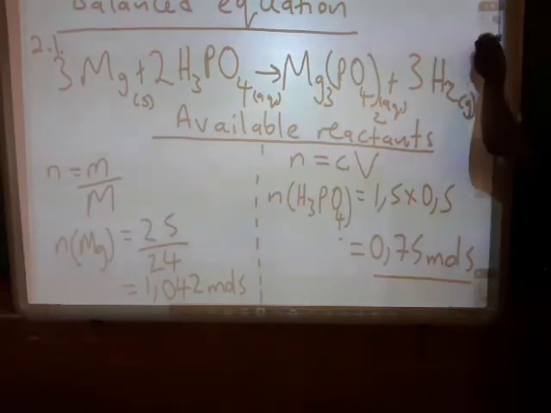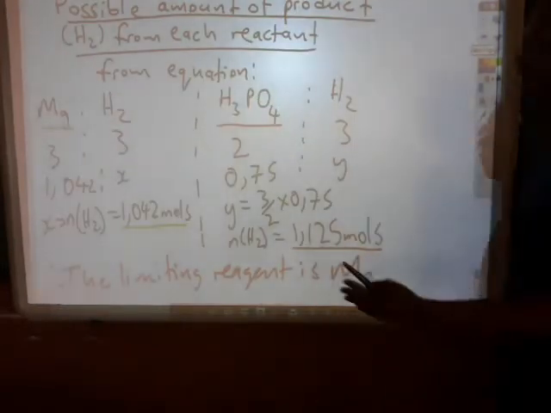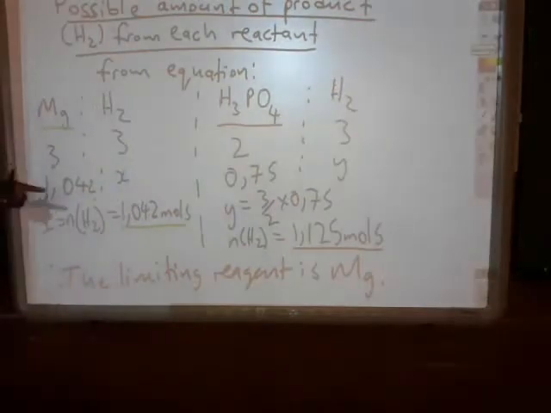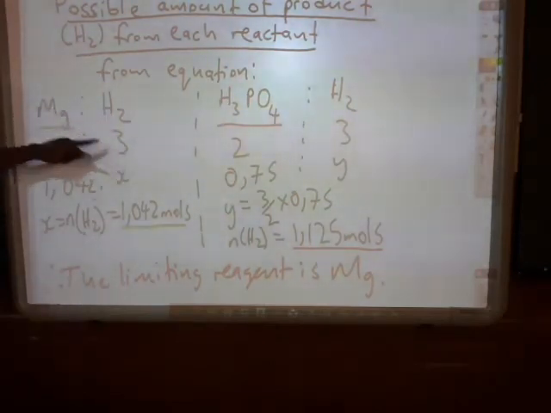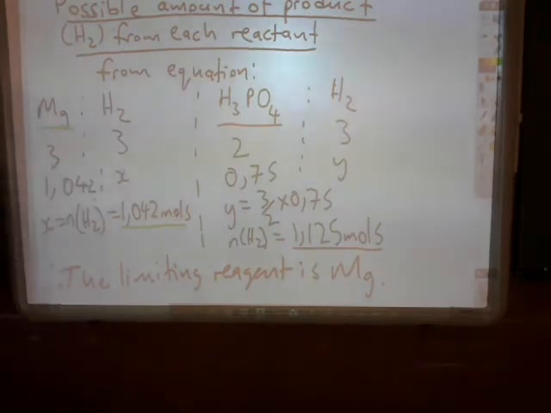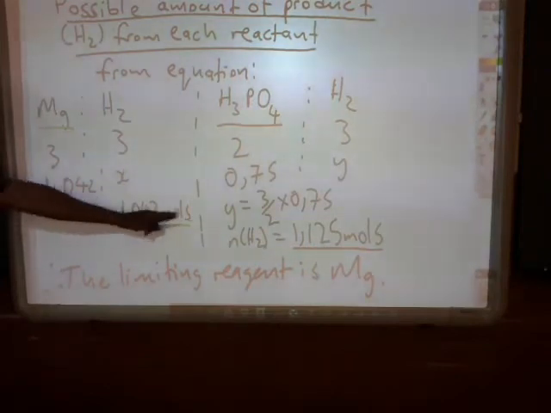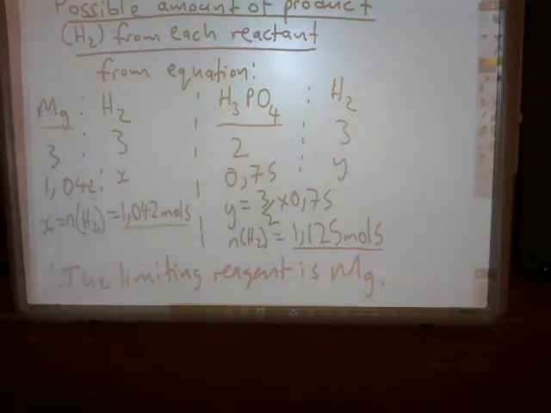Now, using these stoichiometric coefficients, I determine how much hydrogen I can form if all of the magnesium was to be used in the formation of hydrogen gas in the reaction. So, for every 3 moles of magnesium, you form 3 moles of hydrogen. So if I put 1,042 moles of magnesium, you are going to form X, whereby X stands for the number of moles of hydrogen that is formed. And if you solve that using direct proportion, you end up with 1,042 moles of hydrogen.